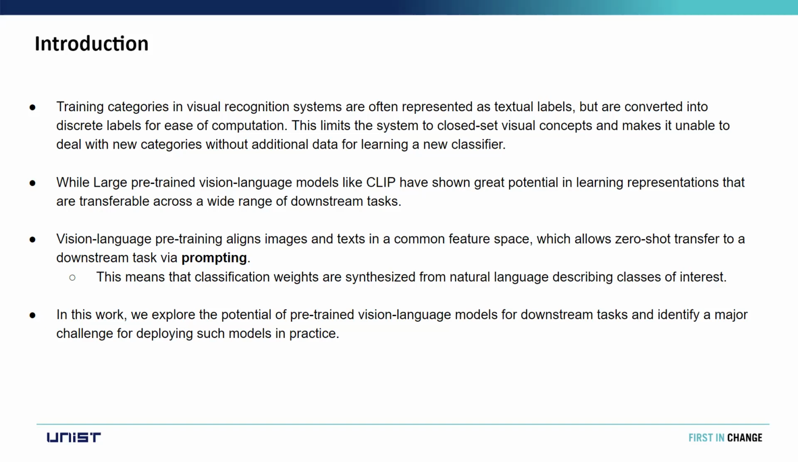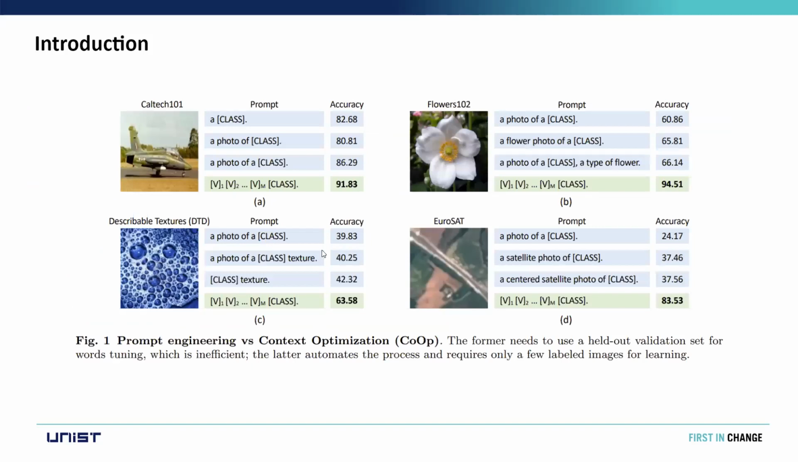So in this work, we exploit the potential of pre-trained vision language models for downstream tasks and identify a major challenge for deploying such models in practice. Here is a little bit of visualization about prompt engineering. As we talked about before, CLIP uses the text and image features to get higher accuracy. As you can see in the first one, just by adding a class, we get much higher accuracy, and then we can add some other additional words, which increases the accuracy by up to 4%, as you can see in the first image, and much higher in the other datasets.